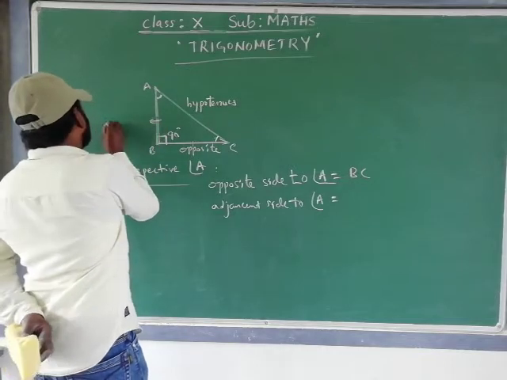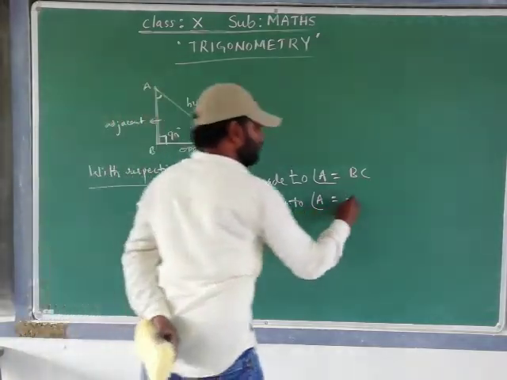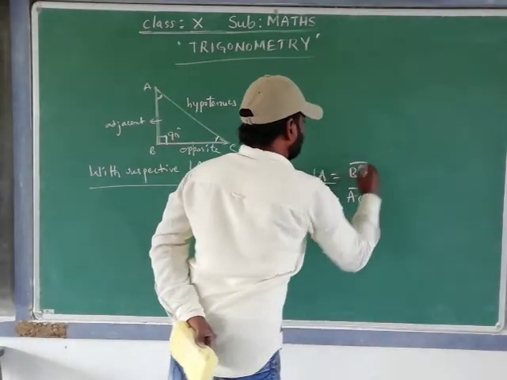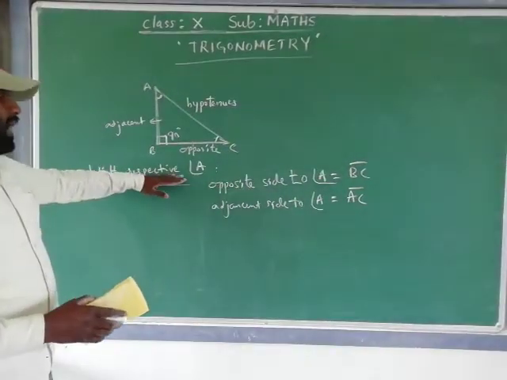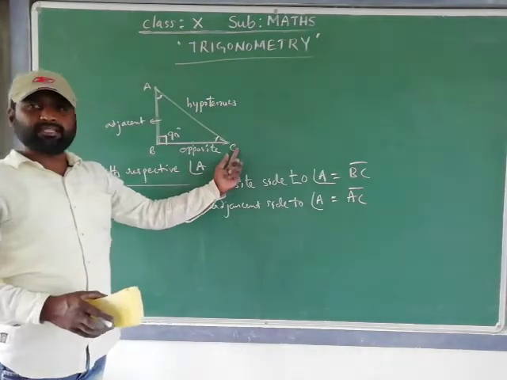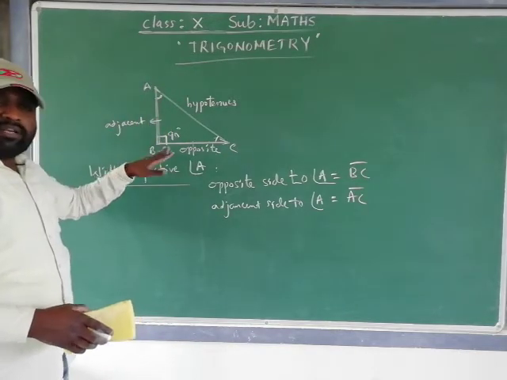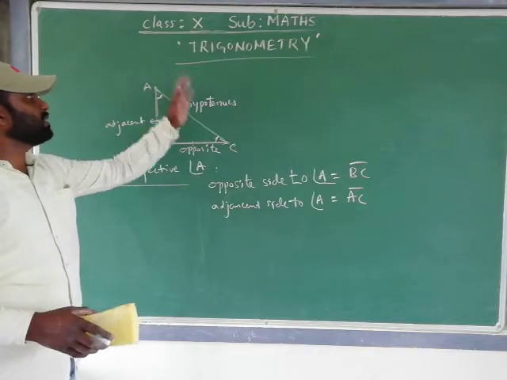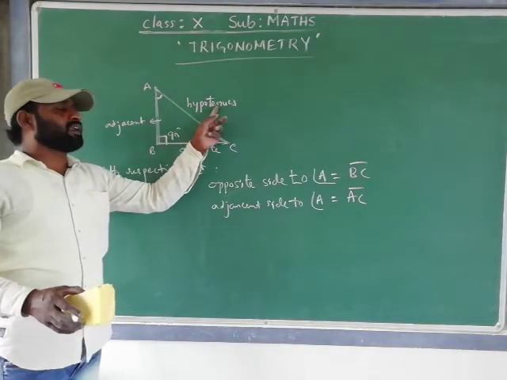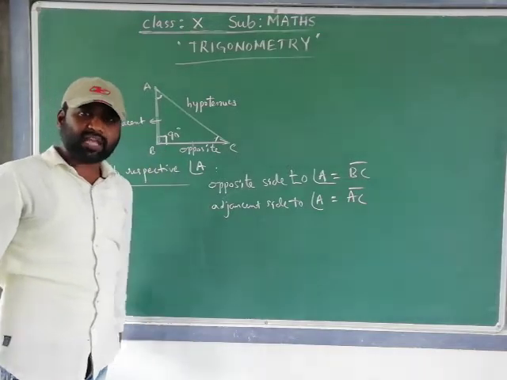This is the adjacent side. Okay? What is that? AC is the hypotenuse. Understand? With respect to angle A, the opposite side is BC. For angle A, the adjacent side is AB. Hypotenuse, whatever the respective angle, is always opposite to the right angle. Always opposite to the right angle is the hypotenuse.